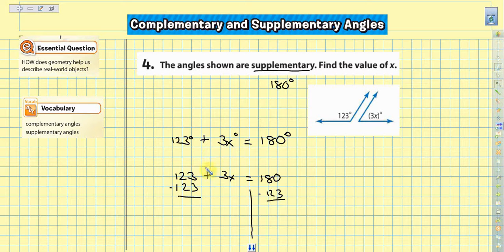123 minus 123 is 0. 180 minus 123 is going to be 57. So I get 3x is equal to 57. I'm going to divide by 3. Once I divide 3 into 57, I am going to get 19.